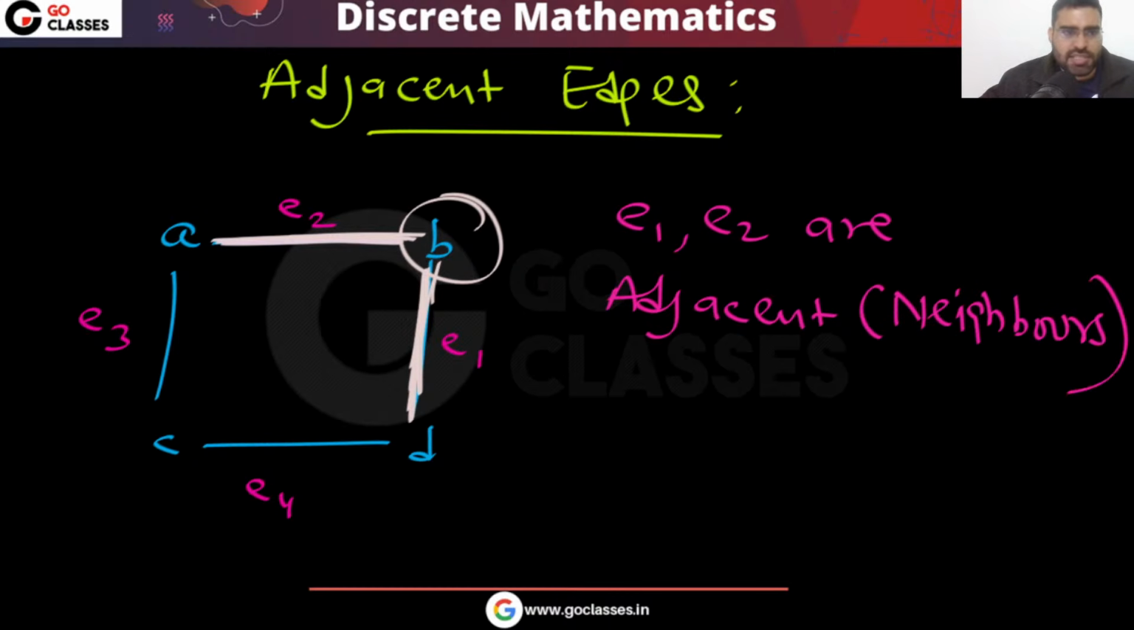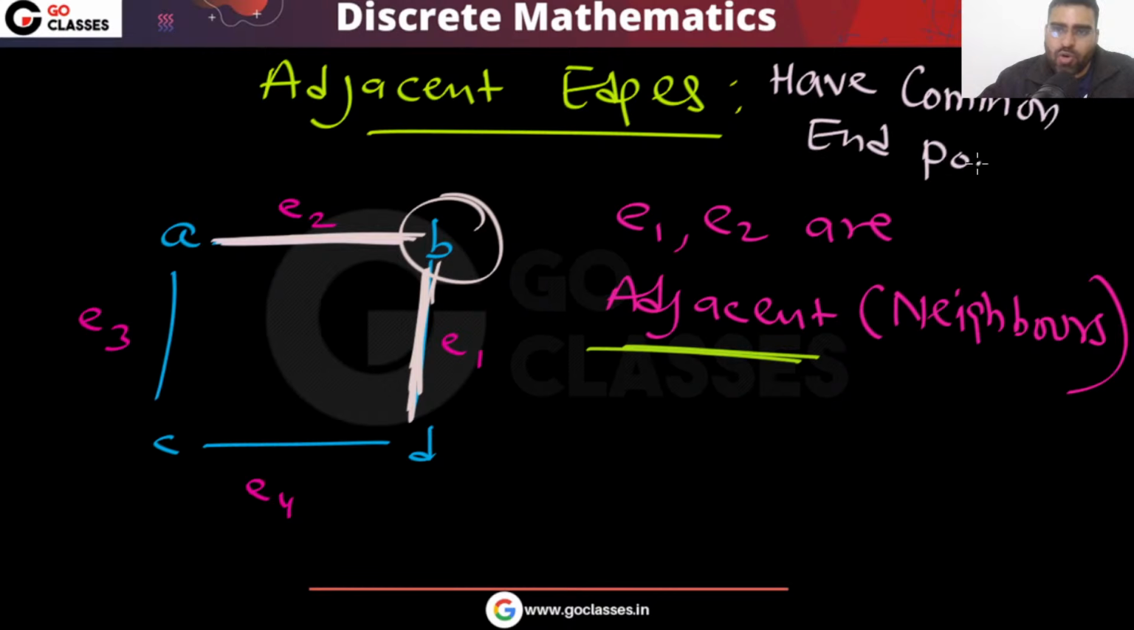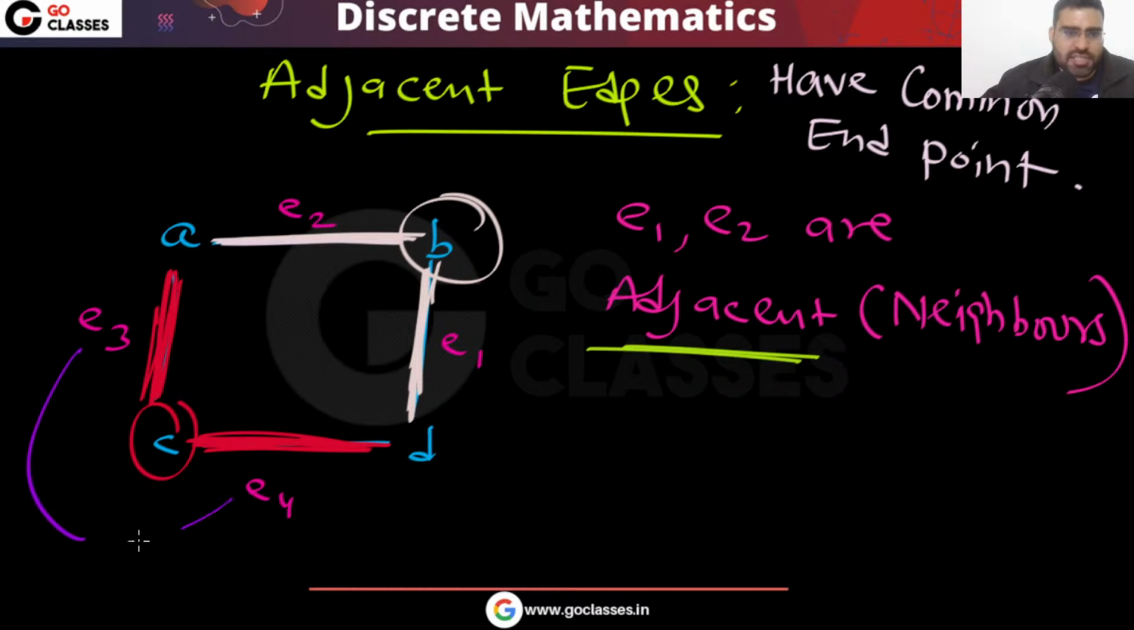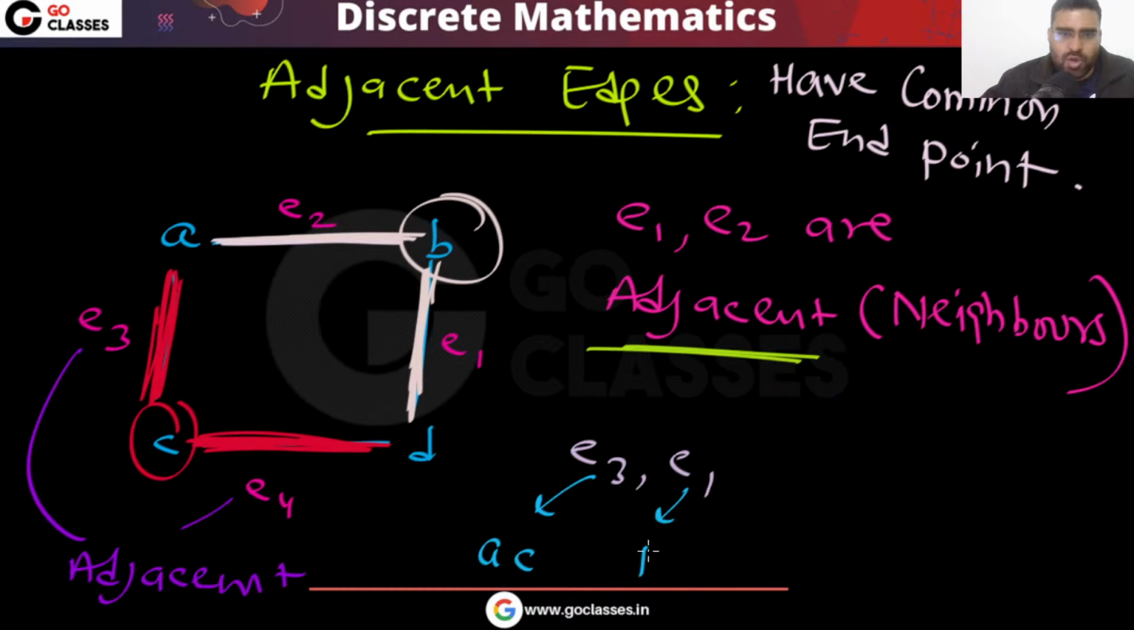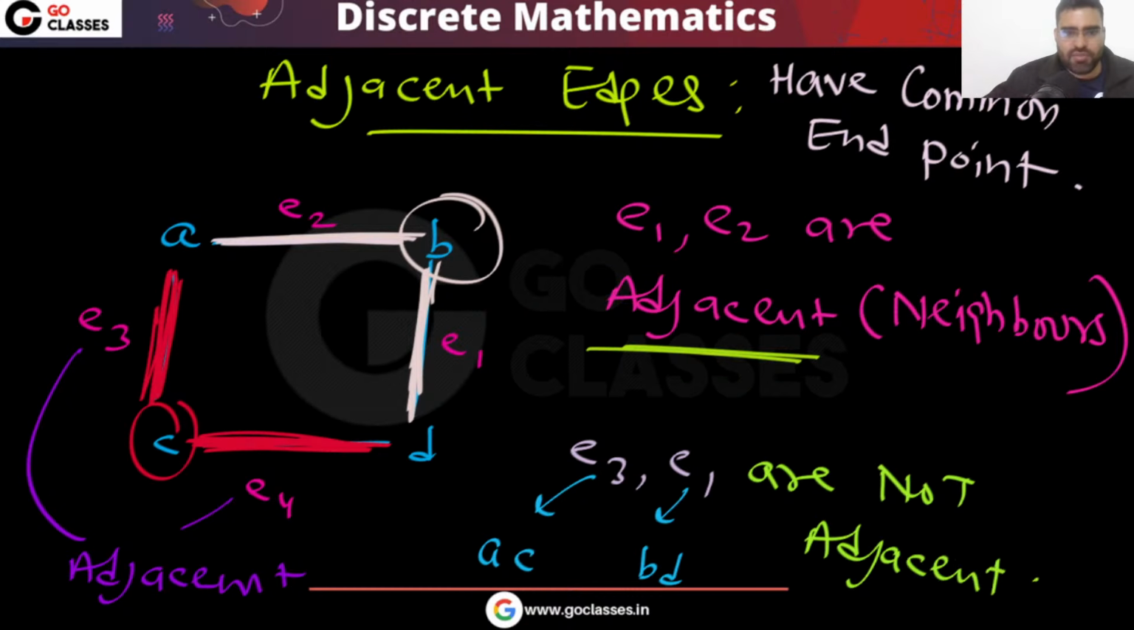Now similarly, E2 and E4, why are they adjacent edges? Adjacent edges simply means having a common endpoint. If they have a common endpoint, then we will say that these are adjacent edges. For example, E3 and E4 are adjacent edges. They have a common endpoint, so that is the reason these are also adjacent. But you can notice that E3, E1 are not adjacent. This is AC, this is BD, so they do not have any common endpoint. That is the reason these are not adjacent, so these are not neighbors. Okay, very simple. Now let's see the next.